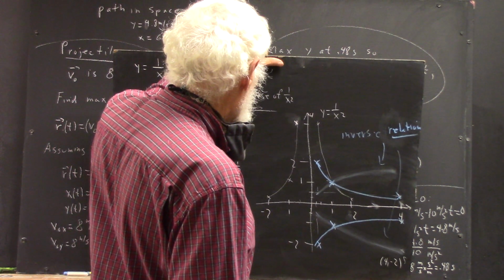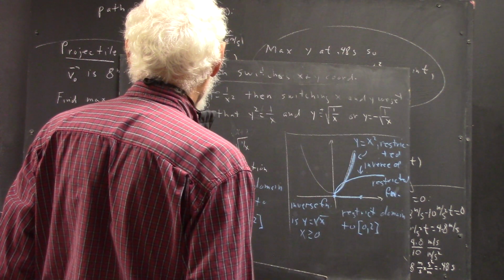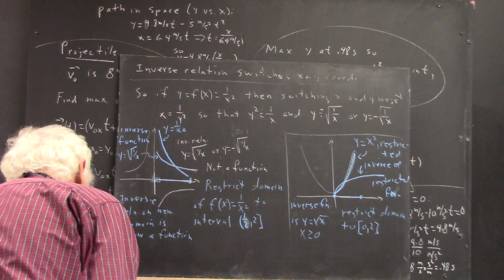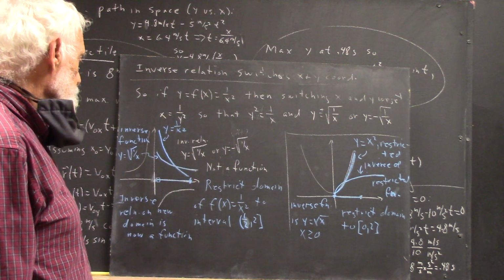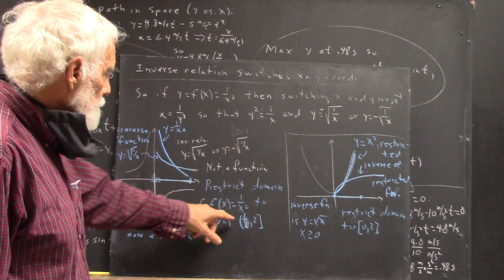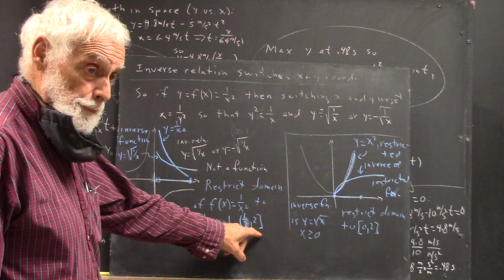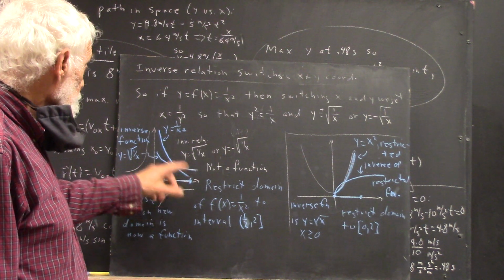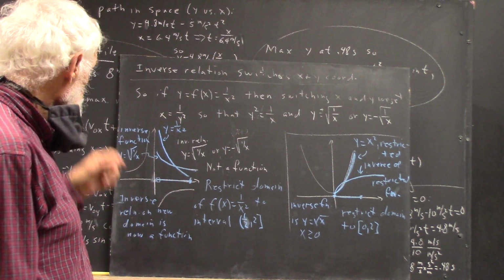Now, to get an inverse function, we restrict the domain. Okay, we restrict the domain of the reciprocal square function to the interval 1/2, 2. So 1/2 is maybe here, 2 is here, and here's our reciprocal square function.